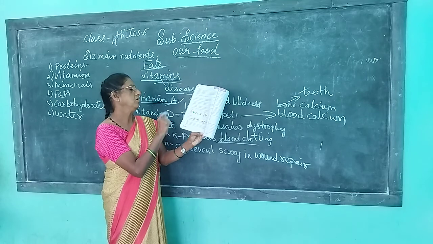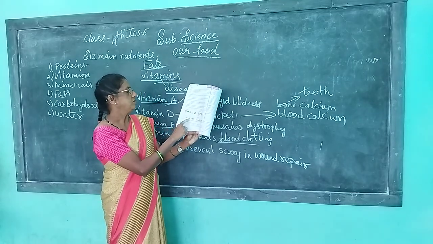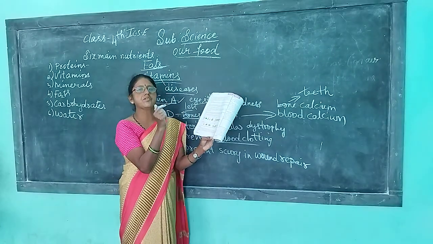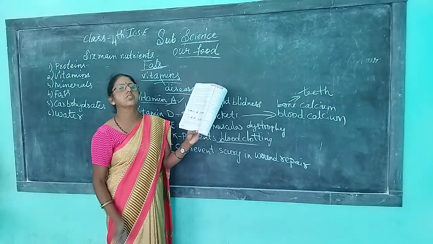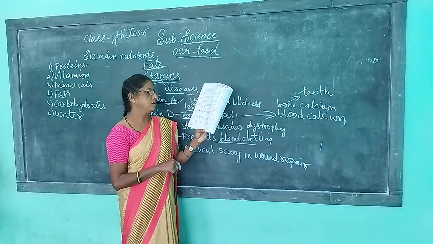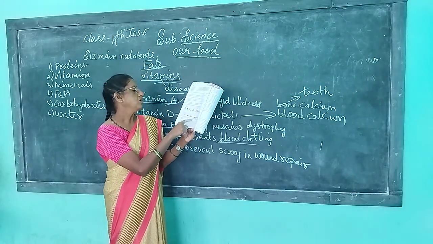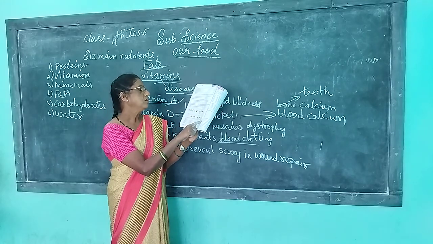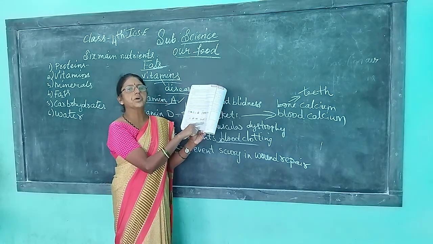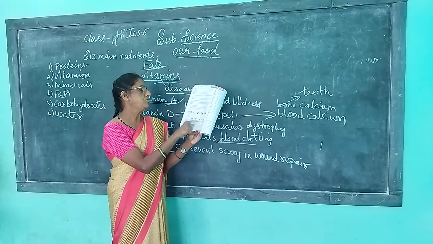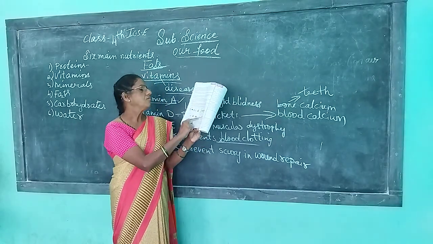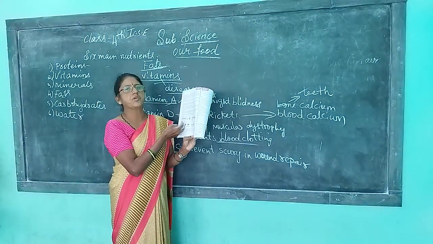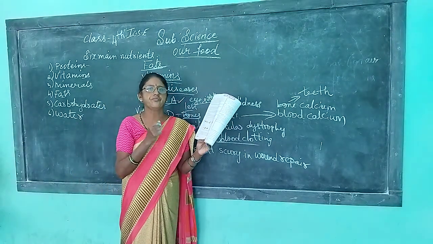Next is vitamin D. Fish, cheese and meat. So in fish, cheese and meat, vitamin D is present. Next, vitamin E. Fish, milk, vegetables and yogurt. So in fish, yogurt, milk and vegetables, vitamin E is present. So if you take all this, our body will be fit.